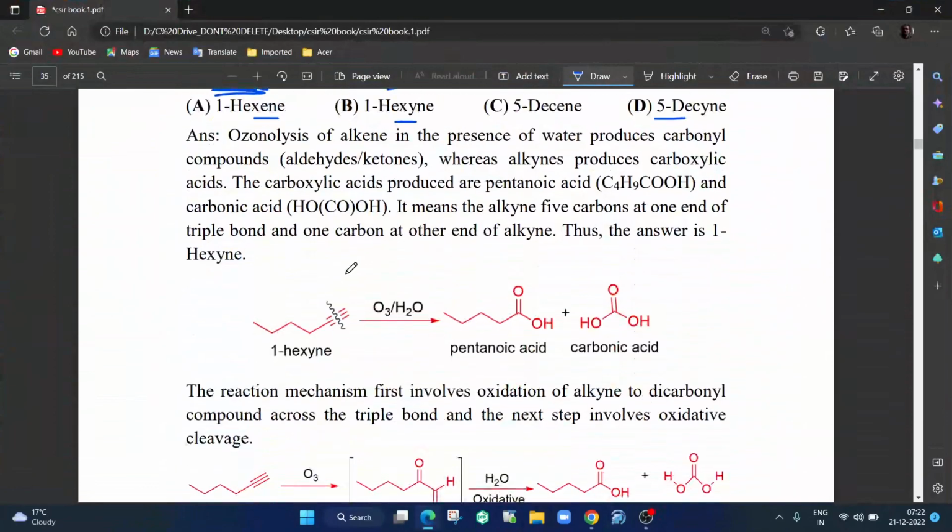So very clearly it is a hexyne, because once you cleave this, both ends will become carboxylic acid. So this end becomes carboxylic acid and you get pentanoic acid, and this end also becomes carboxylic acid. Now because it is only one carbon, it becomes carbonic acid.